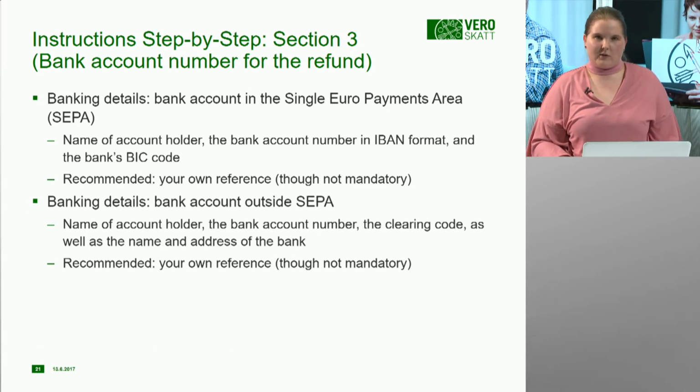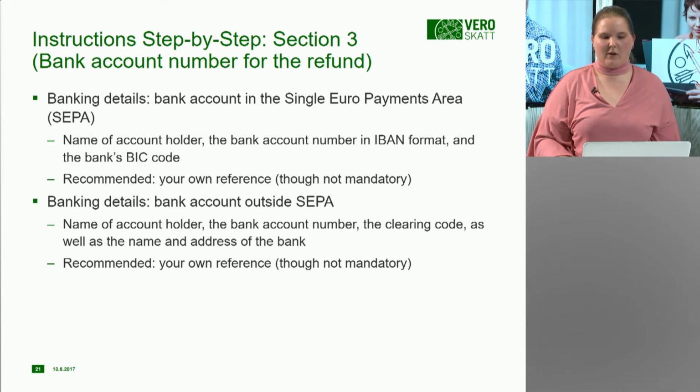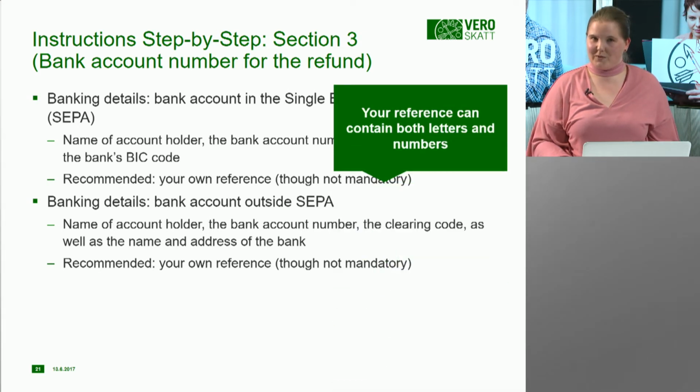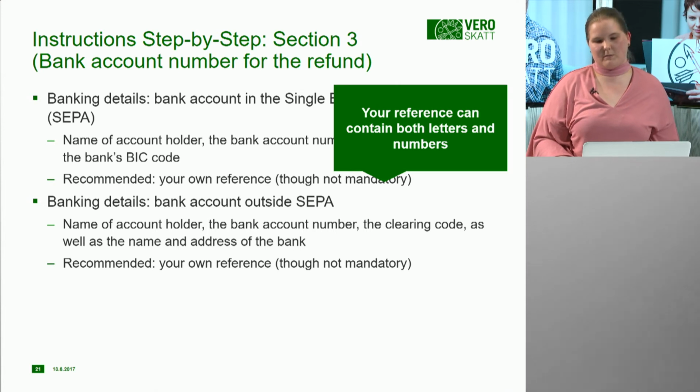Now, for bank accounts outside the single euro payments area, in addition to the name of the account holder and the bank account number, we also need the clearing code, as well as the name and address of the bank. And just as for previous bank accounts, we would also recommend that you provide your own reference. And please remember that this reference can contain both letters and numbers, and it is completely up to you what it looks like.